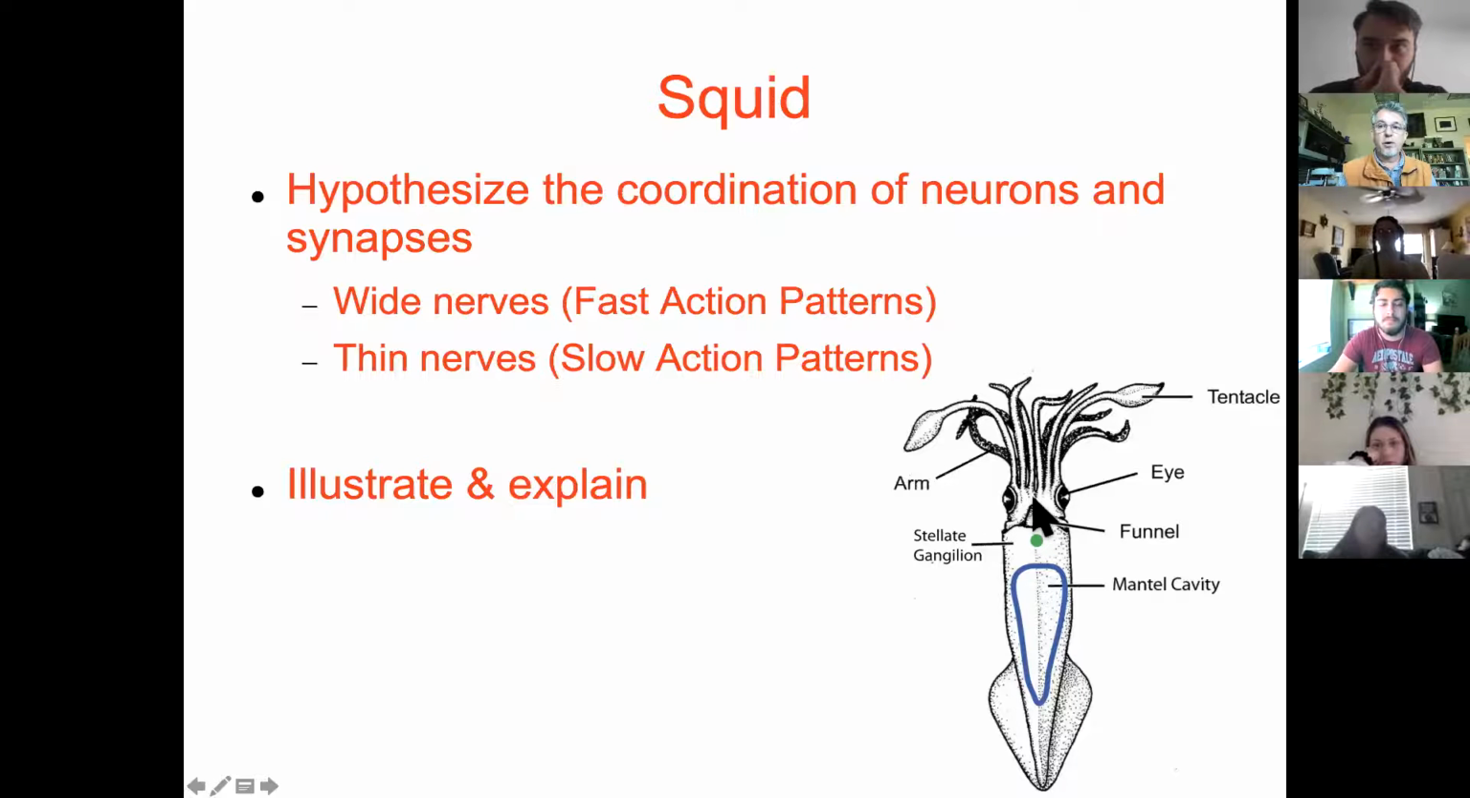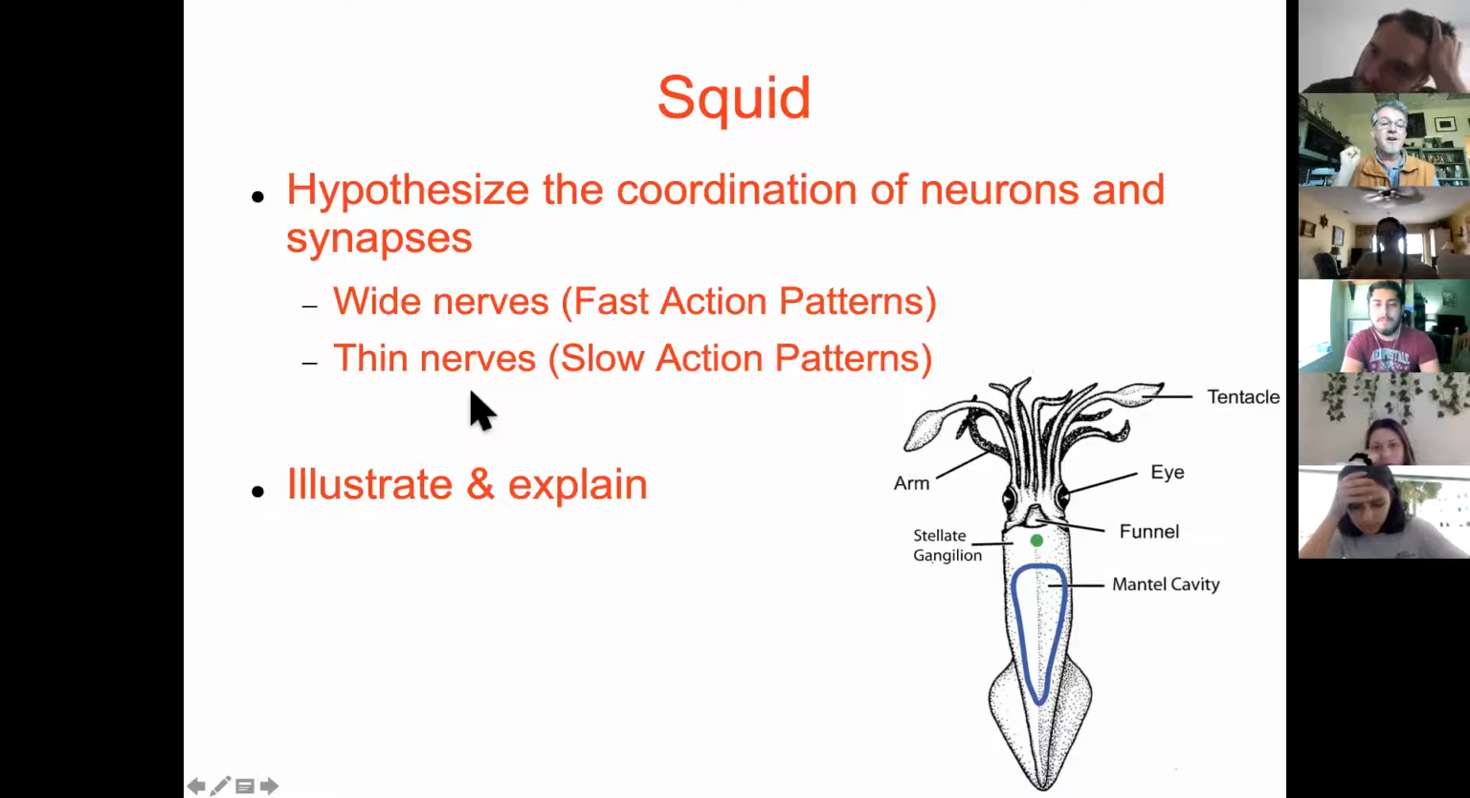Information, processing, additional processing, organization of the mental cavity, creating a wave of water that comes from the posterior to anterior, and therefore allowing that squid to move back. Using what you know about action potentials, chemical and electrical synapses, and wide nerves versus thin nerves, where wide nerves can create a faster action potential.